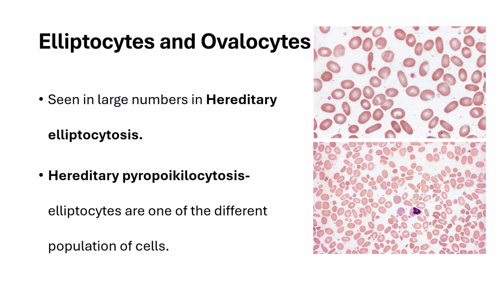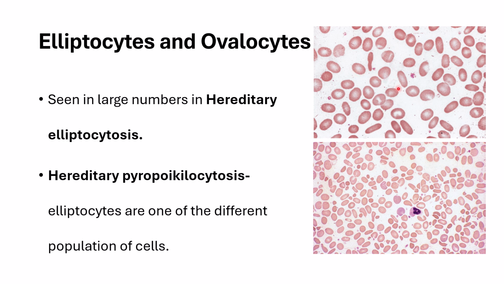So it is seen in cases of hereditary elliptocytosis, and a large number of ovalocytes or elliptocytes can be seen. So see, these are ovalocytes and these are elliptocytes. They don't have that biconcave, disc-shaped structure of a proper RBC anymore.